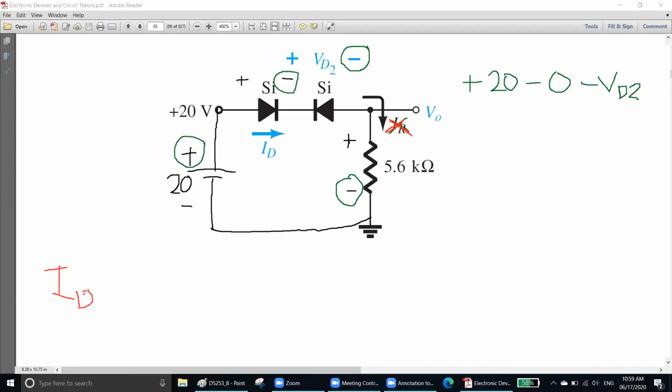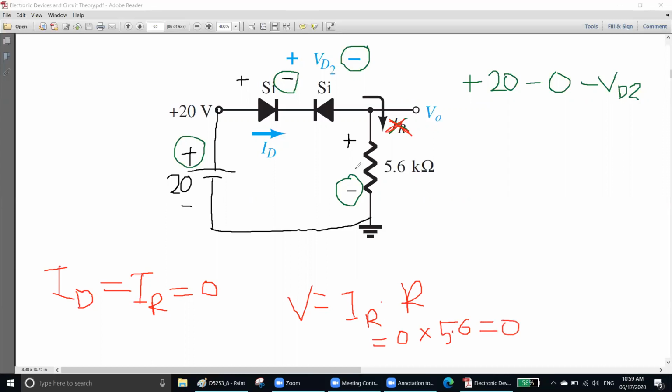your IR is equal to 0, right? Because you have one silicon that is reverse biased. Since these are all 0, your voltage of the resistor, V is equal to IR into R, will be 0 into 5.6, equal to 0. That means this voltage will be 0 volt.